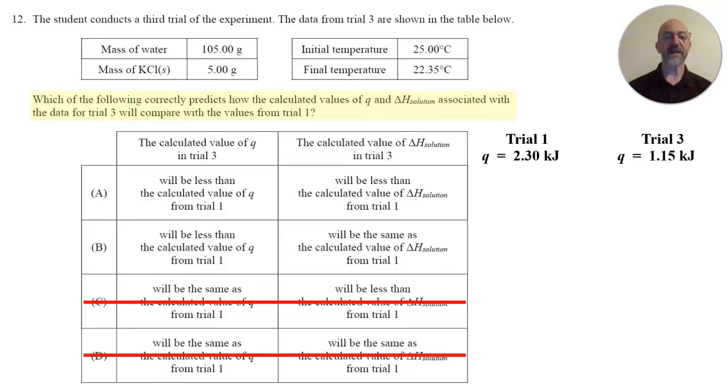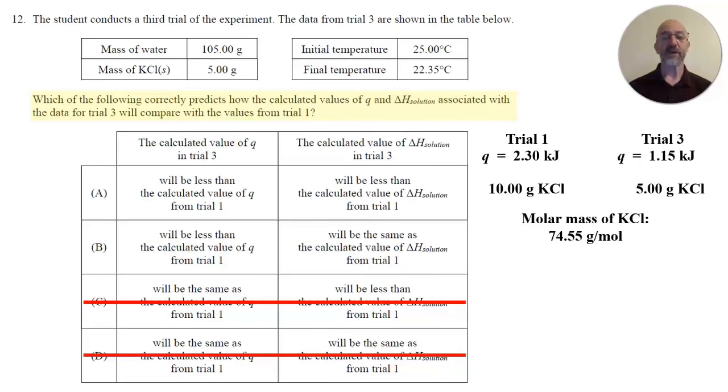Now, as far as the calculated value of the enthalpy, or the change in enthalpy delta H for the solution, it is based on the number of moles. So if we used 10 grams of potassium chloride in trial 1, but then we used only 5 grams of potassium chloride in trial 3, there's going to be a different number of moles. I'm going to go ahead and show you the molar mass of potassium chloride, which comes from the information on the periodic table.